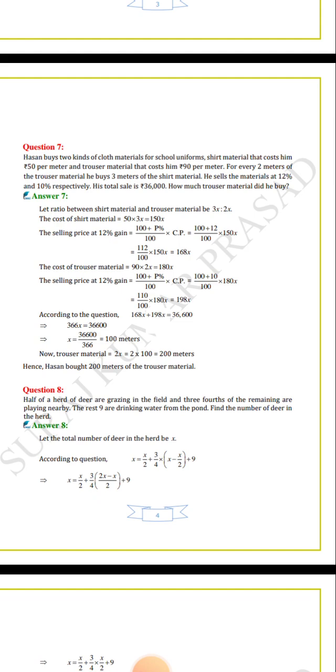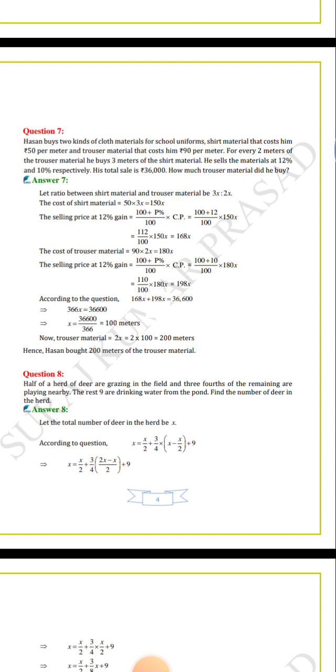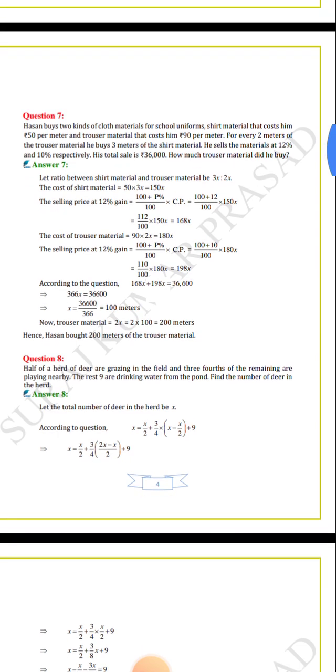Let's solve next question. Hassan buys two kinds of cloth materials for school uniforms. Shirt material costs him rupees 50 per meter, and trouser material costs him rupees 90 per meter. For every 2 meters of the trouser material, he buys 3 meters of the shirt material. He sells the materials at 12% and 10% gain respectively. His total sale is 36,600. How much trouser material did he buy?